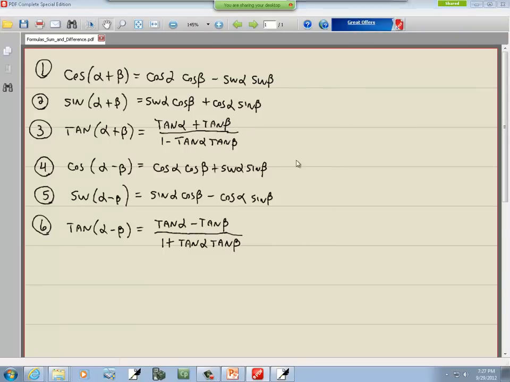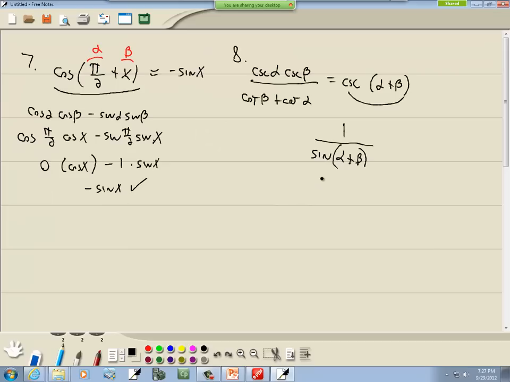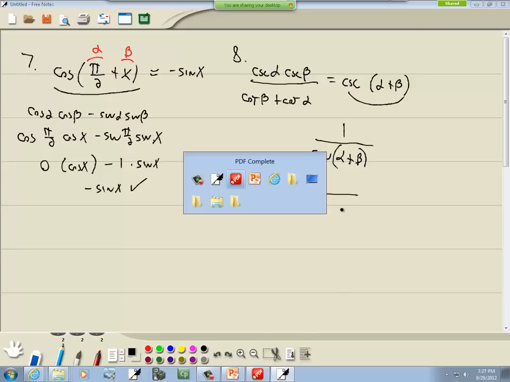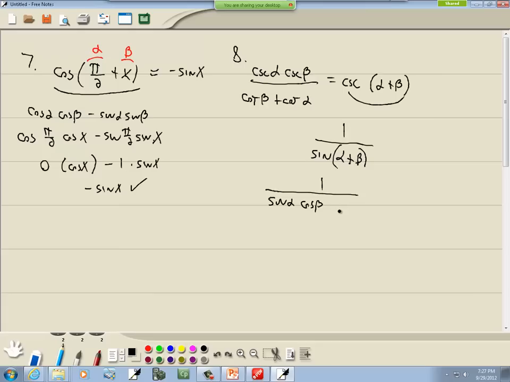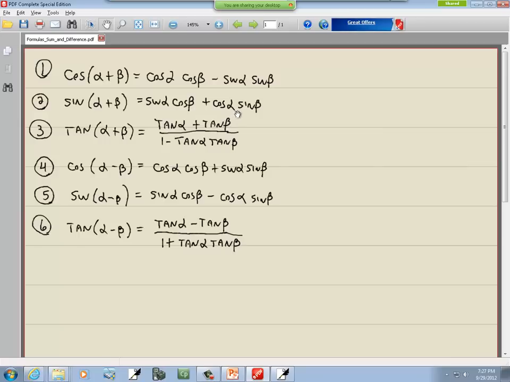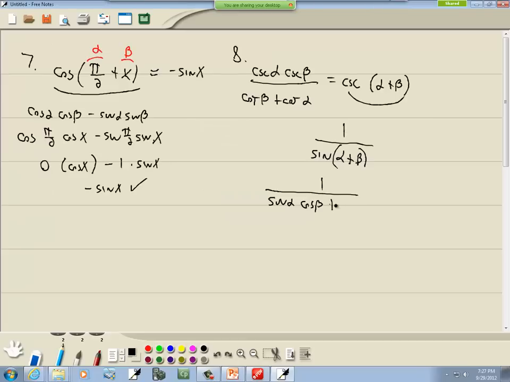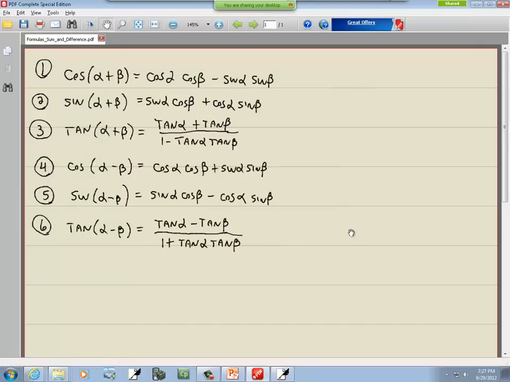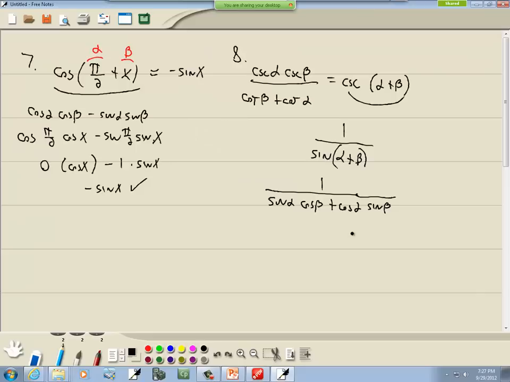Sine alpha plus beta is sine alpha cosine beta plus cosine alpha sine beta. So 1 over sine alpha cosine beta plus cosine alpha sine beta. Okay, that looks right. Look at the formulas. Here we have something up on top, here we have something up on top. Here we have something plus something, something plus something.